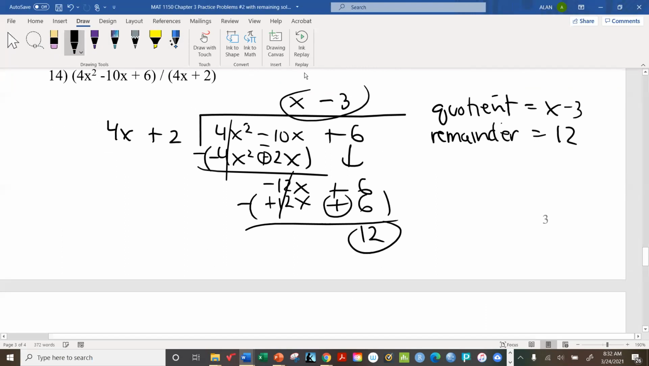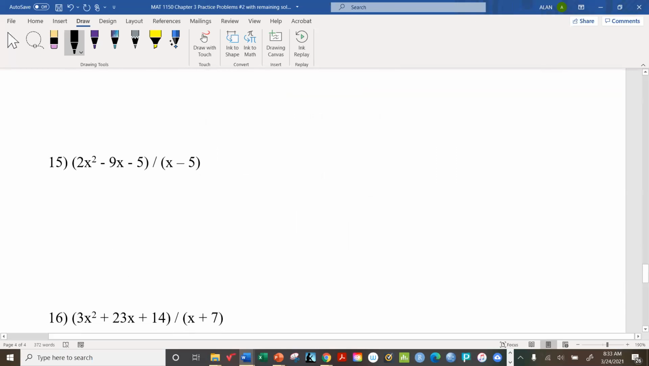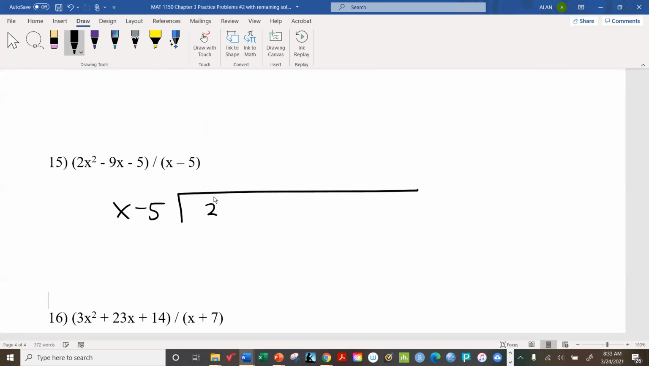All right, there's your quotient on top. There's your remainder on the bottom. All right, I think we have a couple more. How about 15? There we go. So we've got x minus 5 divided into 2x squared minus 9x minus 5.